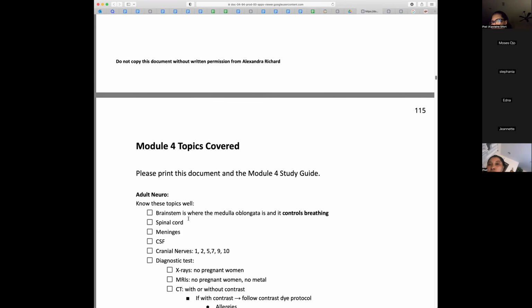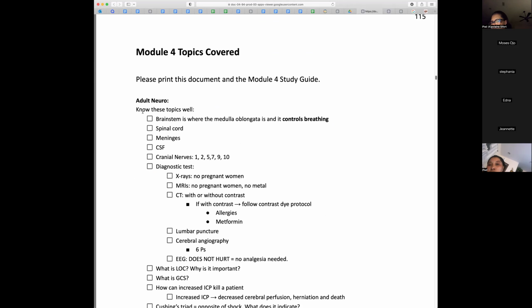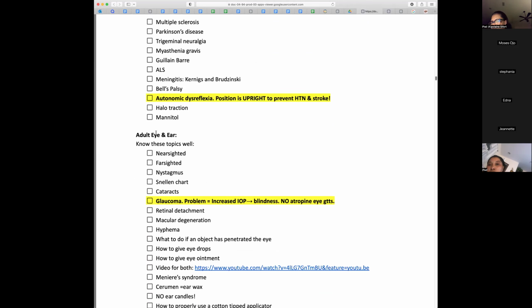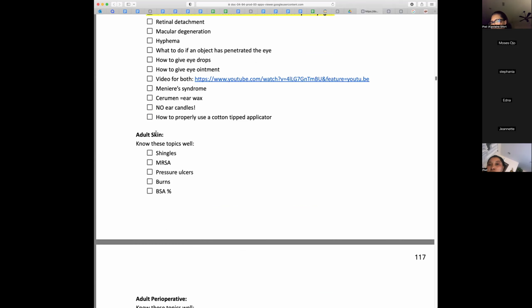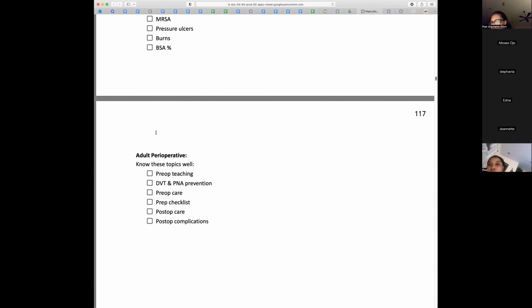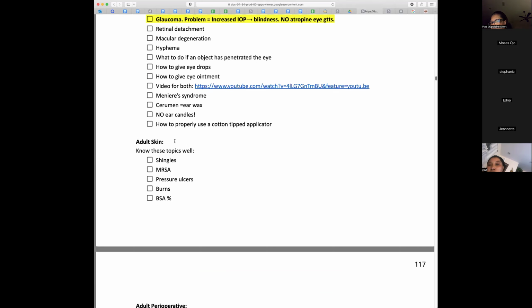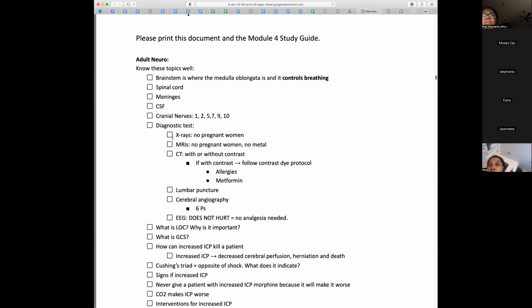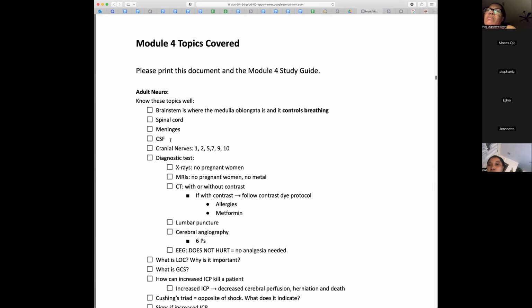So module 4 is adult neuro, adult eye and ear, adult skin, and adult perioperative. Module 4 is a big module, and this is the beginning of adult med-surg. The NCLEX is mostly med-surg. You have to be strong in these systems, in the symptoms of the diseases, and the medications used to treat them.